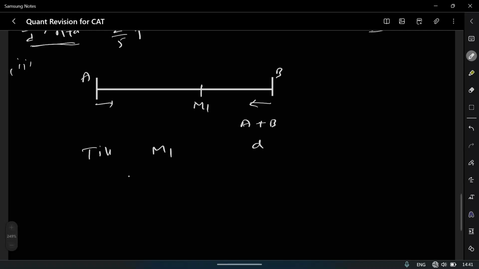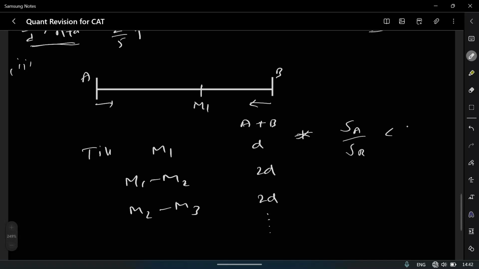After that, from M1 to M2, that means from the first meeting point to the second meeting point, the distance traveled by both A and B is 2D. And from M2 to M3, from the second meeting point to the third meeting point, the distance traveled by both A and B is 2D. And so on, this continues. There is an exception in this concept. The exception is when speed of A by speed of B is less than 1.